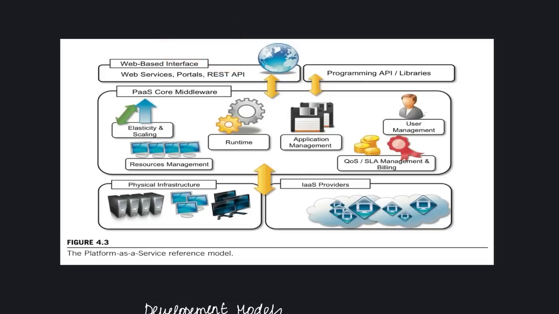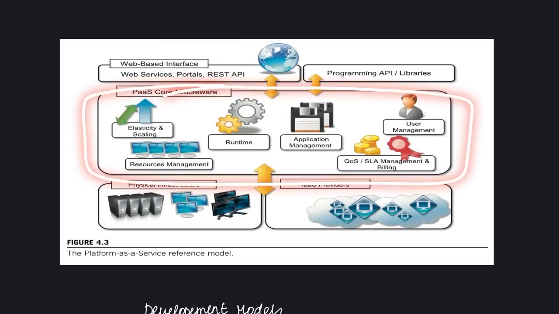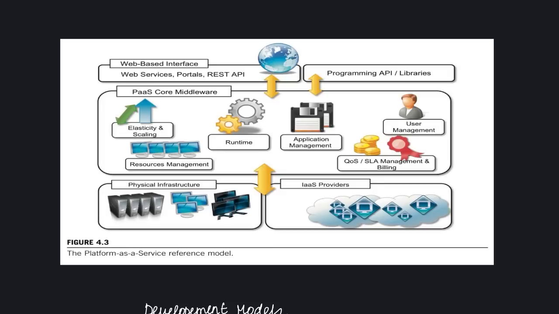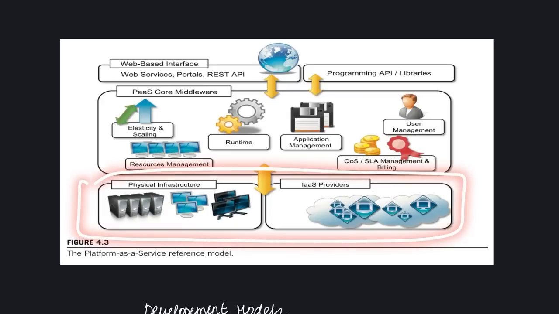Then we have the core middleware here. Core middleware will manage the runtime environment. It will have application management, QoS, SLA management, user management, resource management, elasticity and scaling. All of that is present here. Then we have programming APIs and libraries. These are the tools which are used by developers to develop applications, integrate applications, build applications, all of that.